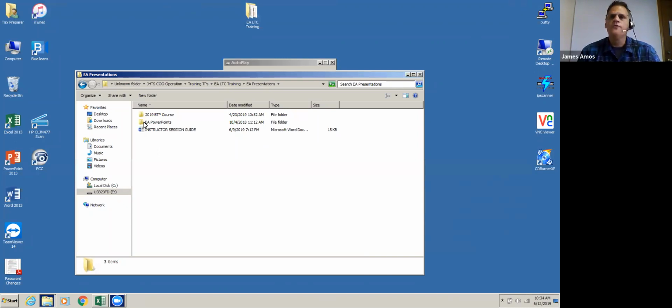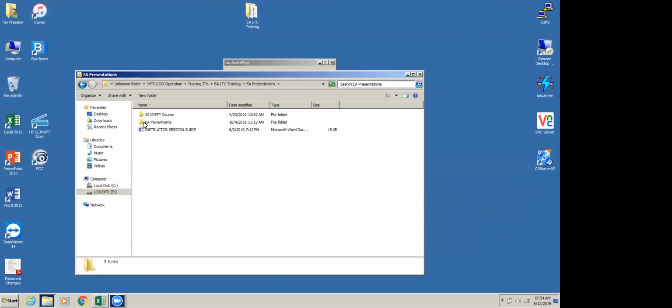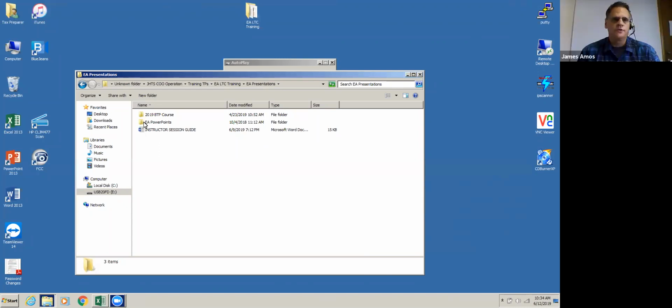So, units 4 through 5. And for everyone that's trying to catch up, just read units 1 through 5. Again, a lot of it is review for several of you.